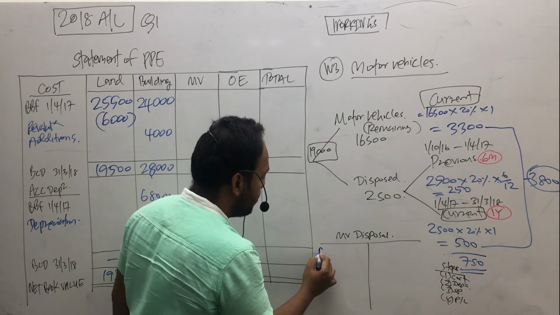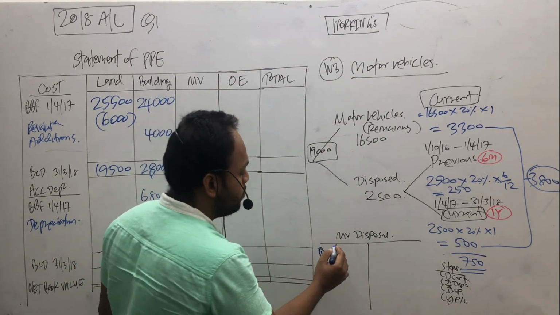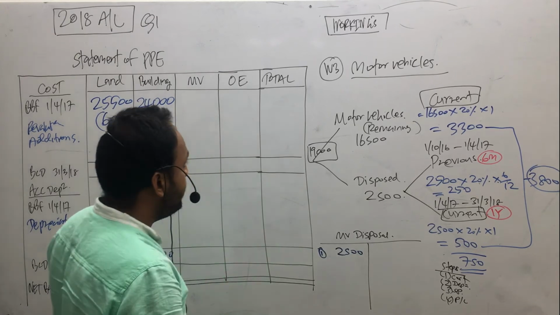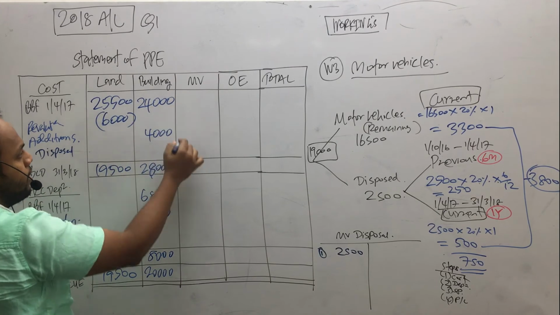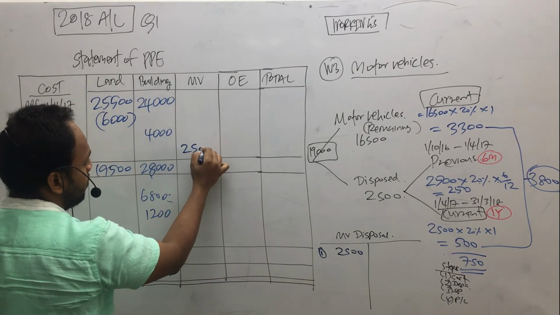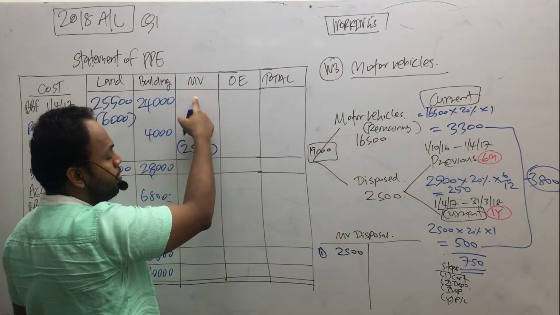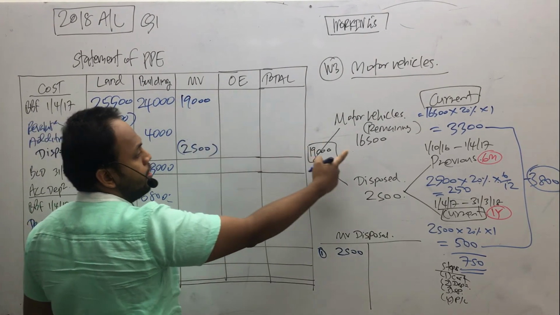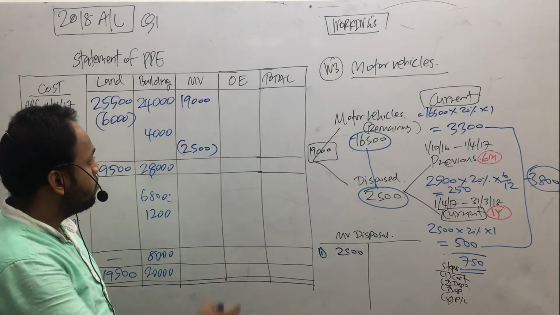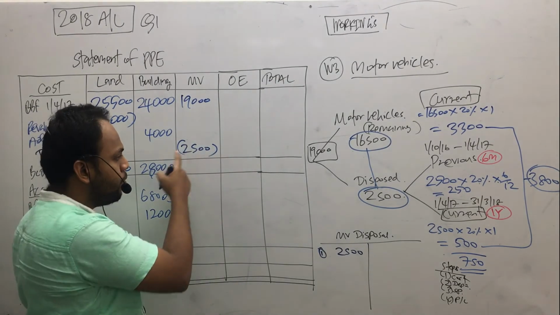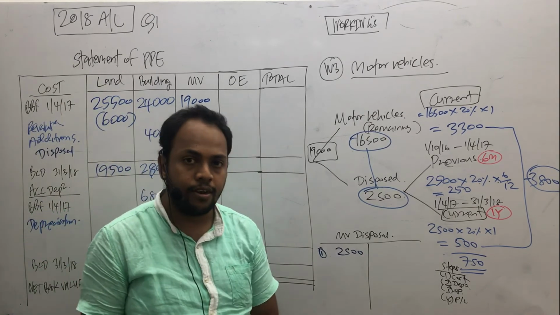So number 1, the cost of the motor vehicle disposed is 2,500. So that will be deducted from the motor vehicle account, 2,500 will be minus. So the opening balance, you need to remember, it was 19,000, disposed 2,500, then only we get a balance of 16,500 as the closing balance.